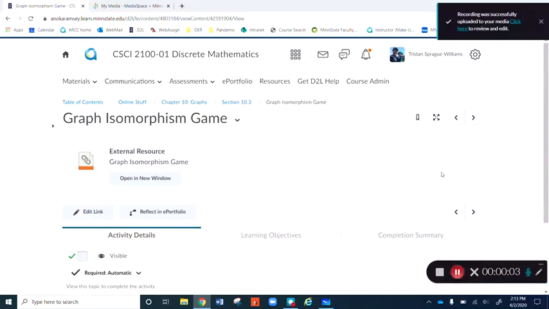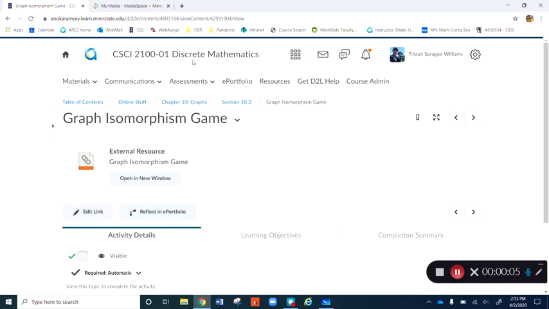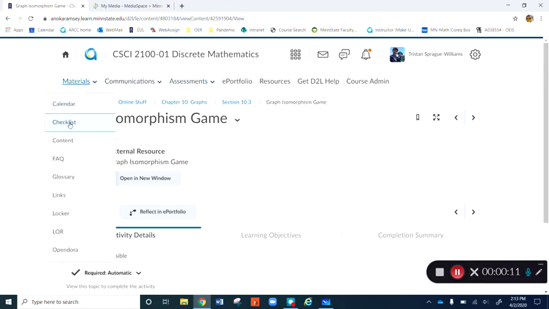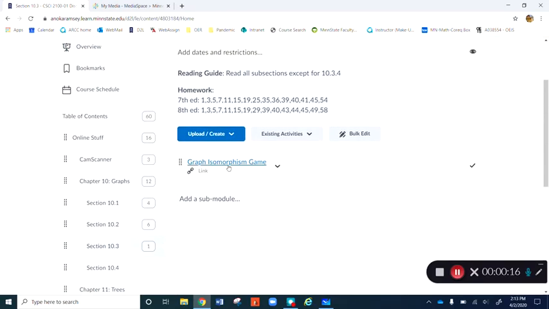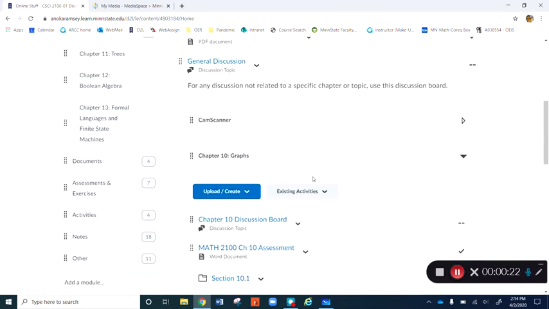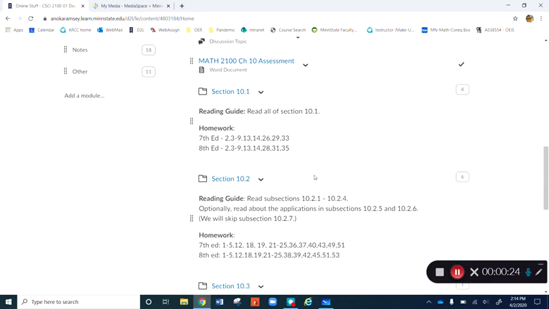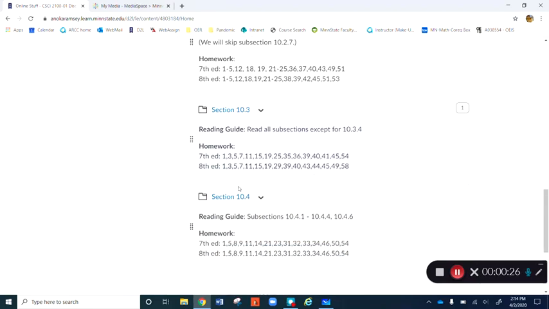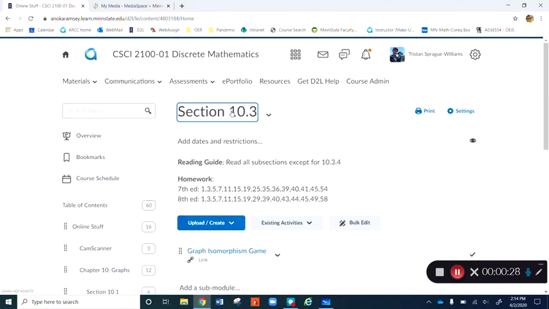Okay, so now that we've introduced graph isomorphism, I want to show you something pretty cool. So here I am on our D2L page. I'll show you where I am, actually. If you go into content, I've got the online stuff. We're in chapter 10. Look in 10.3, over here in the 10.3 folder.